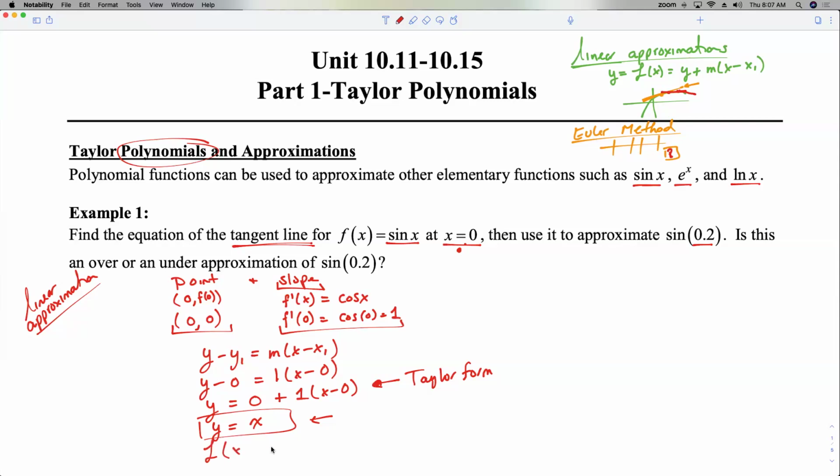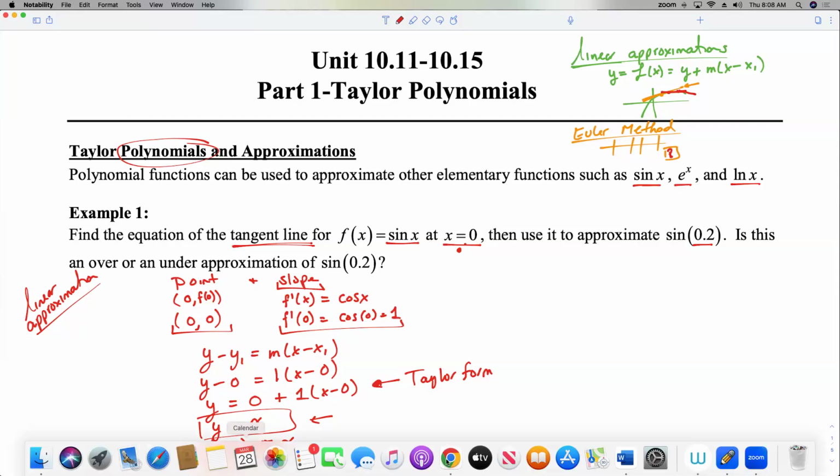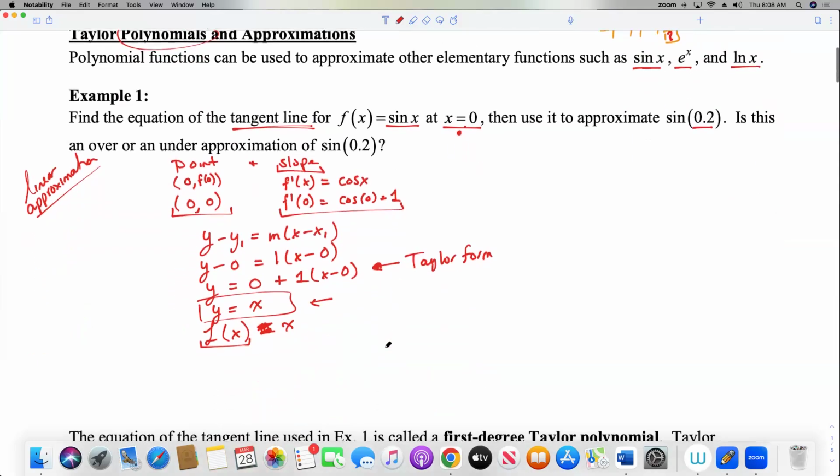And this we are using to approximate. We're going to call it L of x, because that's our approximation in Taylor form. L of x is equal to x. So we're going to use this to approximate sine of 0.2. Sine of 0.2 is approximately equal to L of 0.2, which is 0.2.